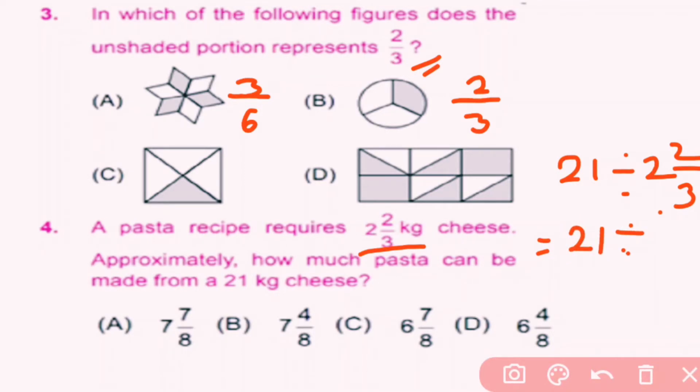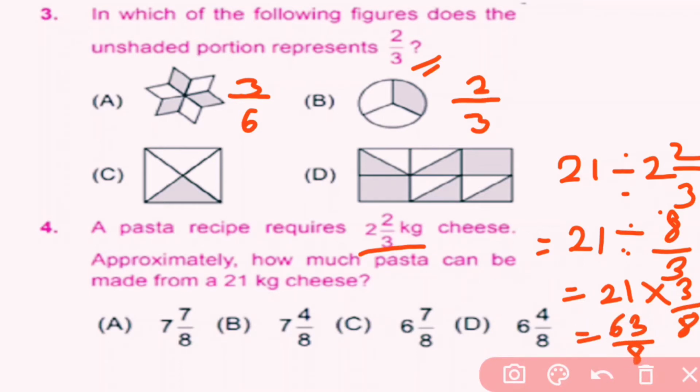Here we convert this fraction. 2 threes are 6, 6 plus 2, 8, 8 by 3. So it is equal to 21 into, we take the reciprocal, 3 by 8. So here the answer is 63 by 8. So 63 by 8 we convert into a mixed fraction. So it will be A. A is the correct answer.